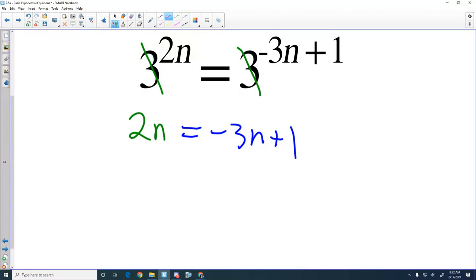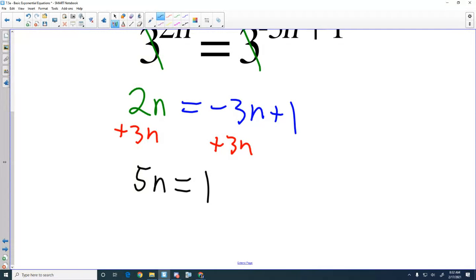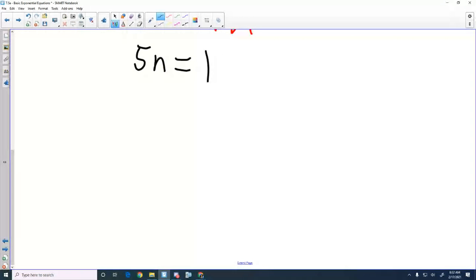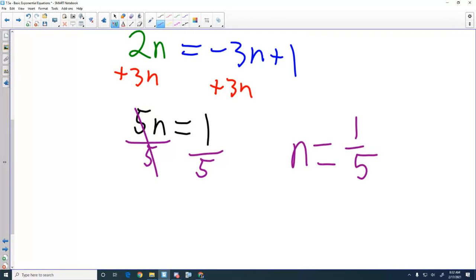So we'd want to move the n's to one side, so I can add 3n. This is going to be now 5n equals 1. What would be my last step here, everybody, to get the n by itself? Yeah, you divide by what's in front of the n. That's a 5, so I'm going to divide both sides by 5. So those cancel, and we see, hey, n equals 1/5.